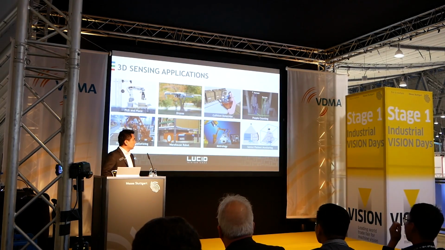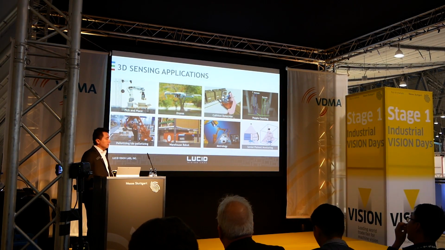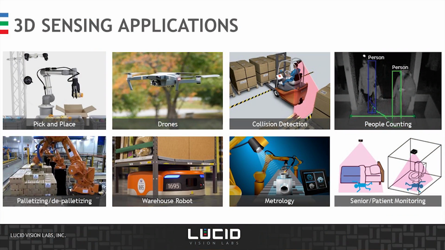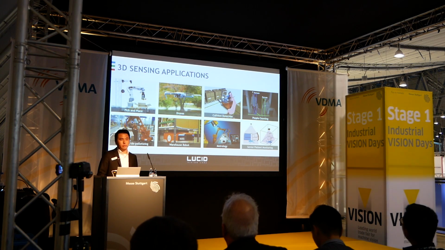So to start, I want to just talk a bit about 3D sensing in general. There are a lot of 3D sensing applications out there on the market, and they're used in different industries, ranging from both industrial, like pick and place, pallet depalletization, or warehouse robots and metrology. And there are also consumer ones like drones, as well as safety and security like people counting and patient monitoring. So all these different applications all use 3D sensing, but they use different types of 3D sensing.